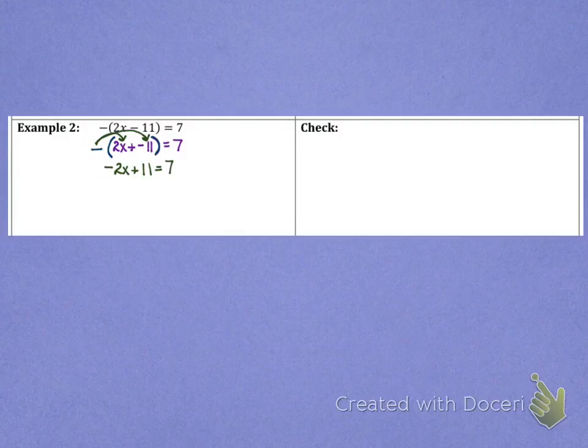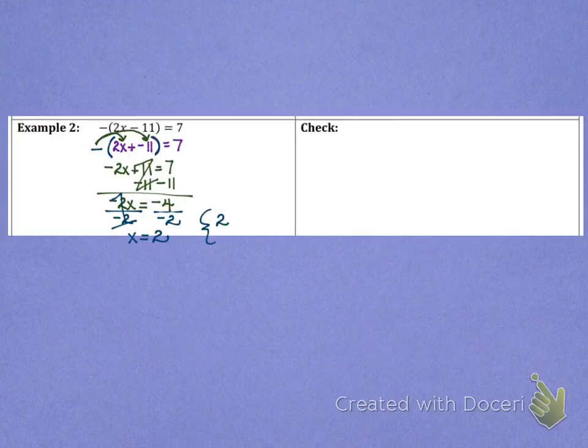I'm going to get rid of my constant first by subtracting 11 from both sides. That gives me negative 2x, these zero out, equal to negative 4. Now I'm going to get rid of the coefficient by dividing both sides by negative 2. And these become 1. Negative 2 divided by negative 2 is 1. x is going to equal positive 2, and we're going to put that in set braces.